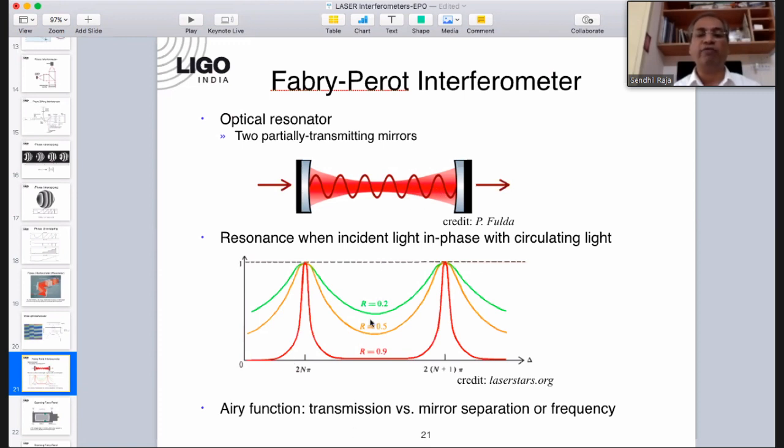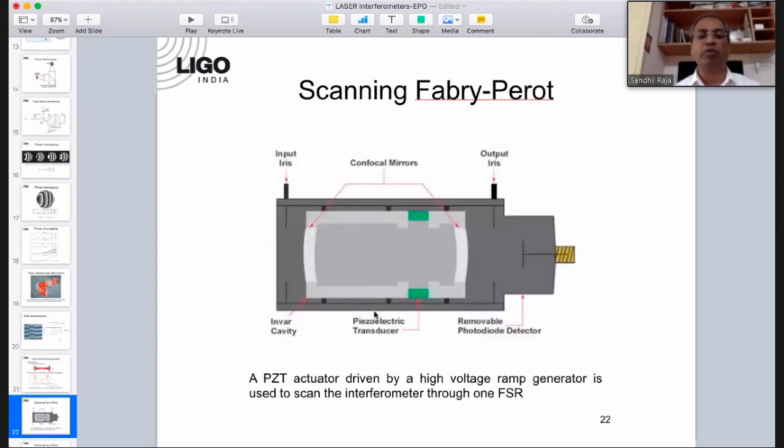And so if you have a very high finesse, then this approaches almost a very narrow delta function. And this can be used both for locking light to a specific frequency of the etalon mode for narrow line width locking of lasers, and also for measuring the wavelength of light if you scan one of the mirrors, which is the idea behind a scanning Fabry-Perot interferometer.